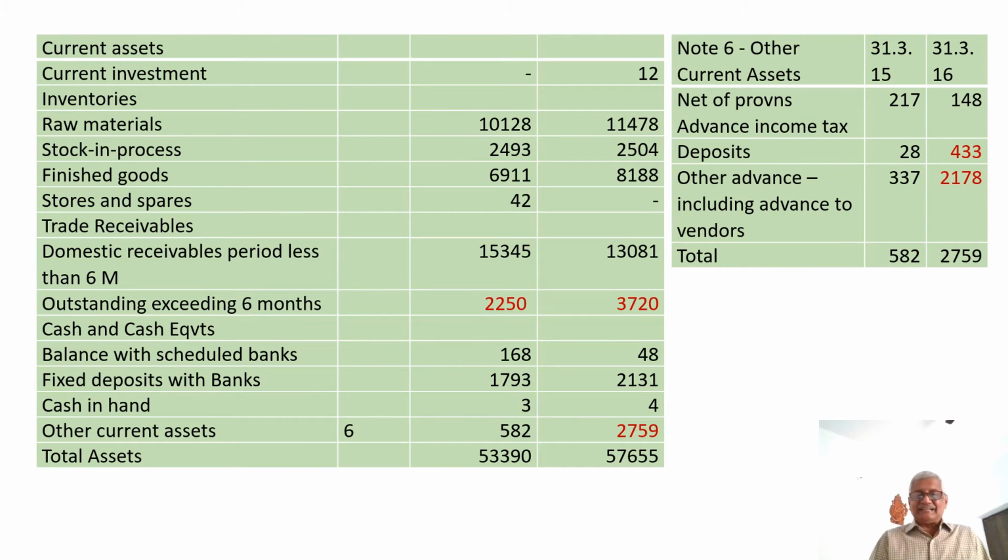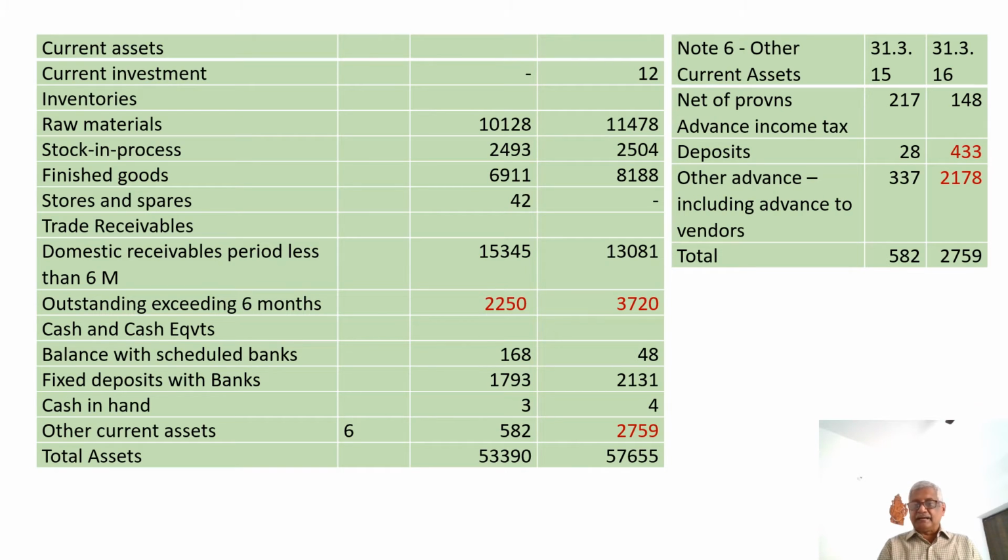When we come to the current assets, the major point to be noted here is the outstanding of trade debtors exceeding 6 months, which had increased from 22.50 crore to 37.20 crores. Similarly, the other current assets, the details of which are given in note number 6, had substantially increased from 5.82 crore to 27.59 crore.